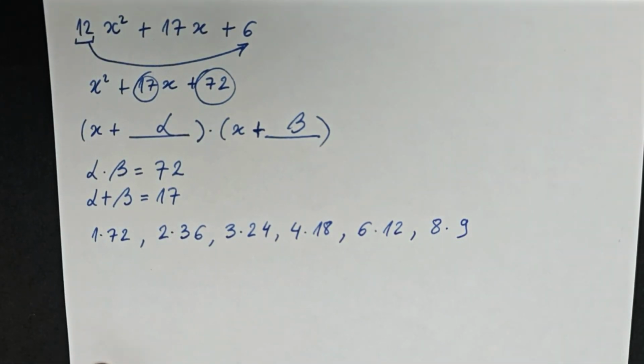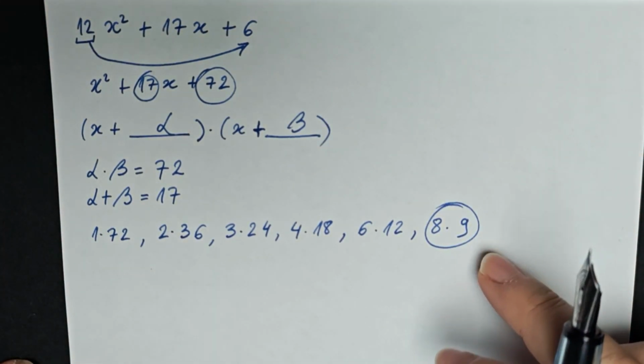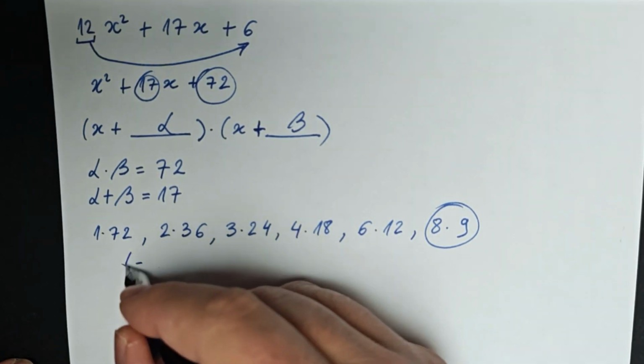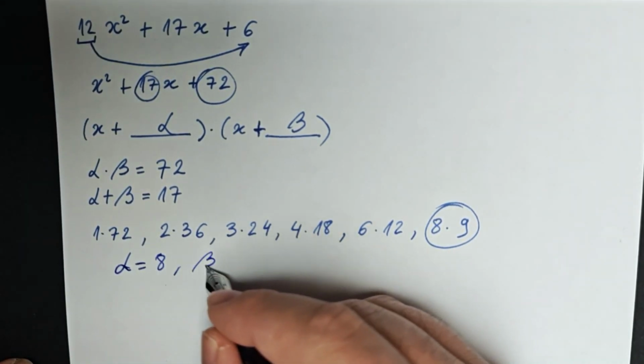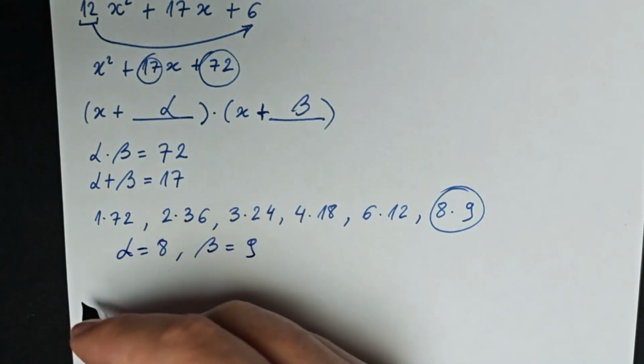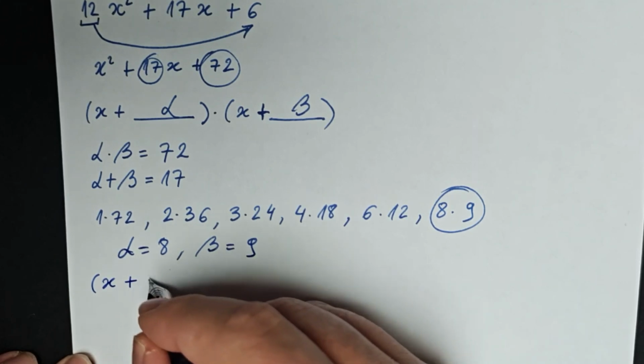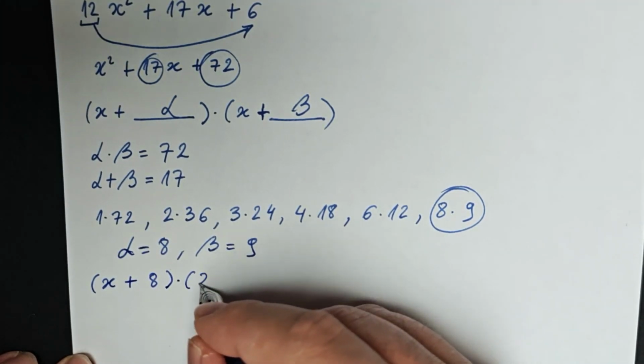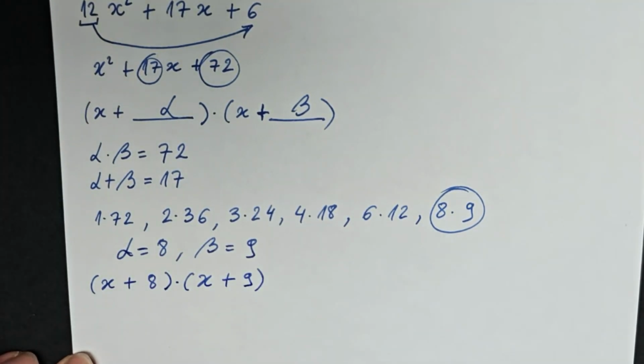Now from all these numbers in our list, which two add up to 17? The answer to that is 8 and 9. So that is why I am going to take that alpha is equal to 8 and beta is equal to 9. And when we plug them into their corresponding positions, we get x plus 8 multiplied by x plus 9.